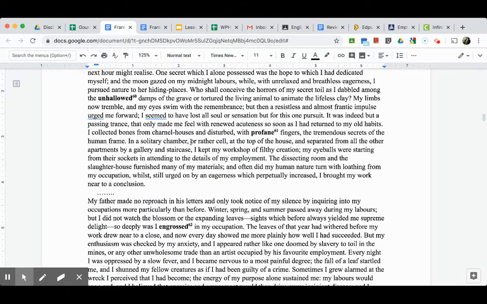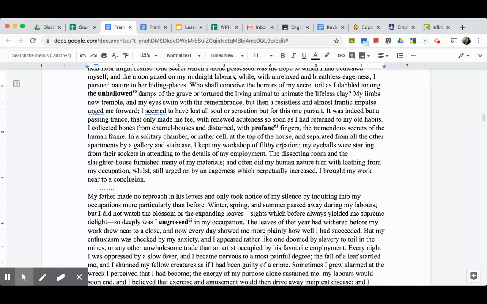In a solitary chamber, or rather cell, at the top of the house, separated from all other apartments by a gallery and staircase, I kept my workshop of filthy creation. My eyeballs were starting from their sockets in attending to the detail of my employment. The dissecting room and the slaughterhouse furnished many of my materials, and often did my human nature turn with loathing from my occupation. Whilst still urged on by eagerness which perpetually increased, I brought my work near to a conclusion.